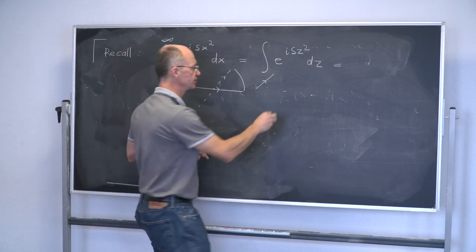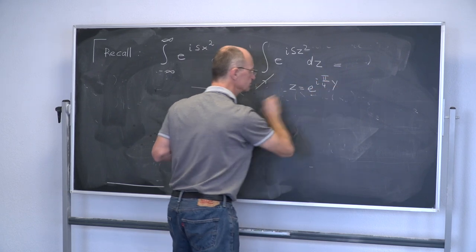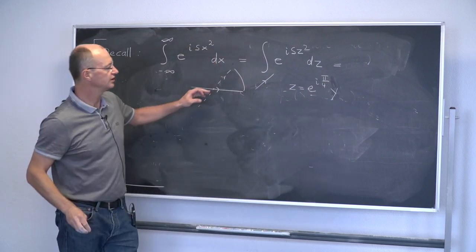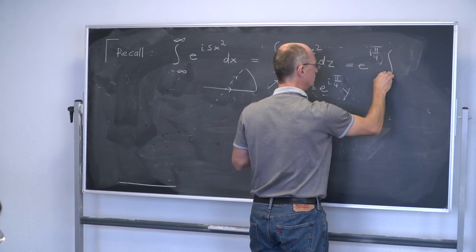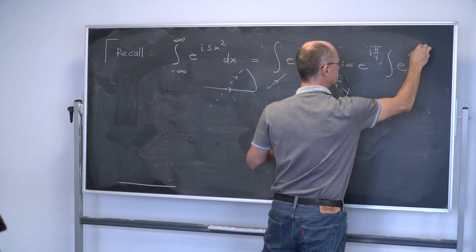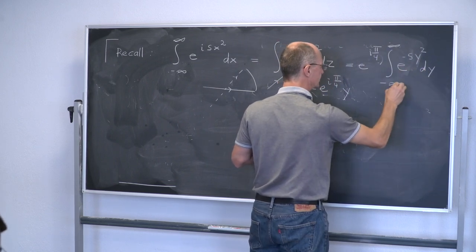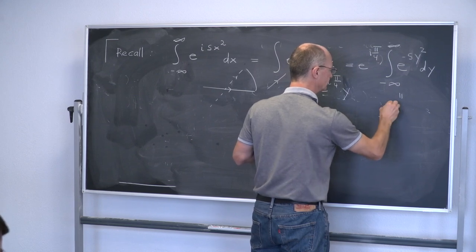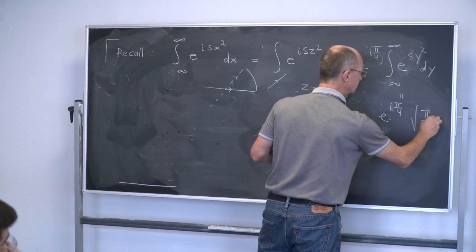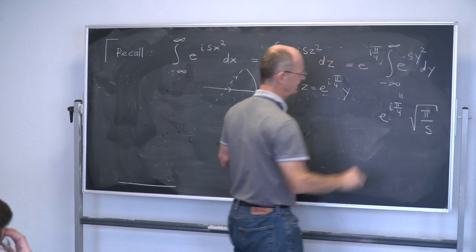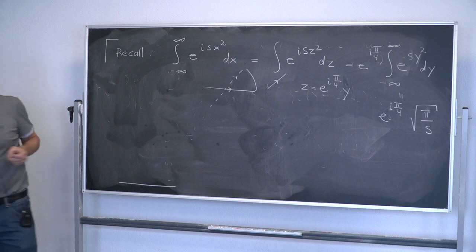And here we can introduce a new variable. Right? And now this becomes the standard Gaussian integral. So this is then equal to exponential of i pi over 4 times the square root of pi over s. Is it correct? Yeah, I think hopefully it's correct.